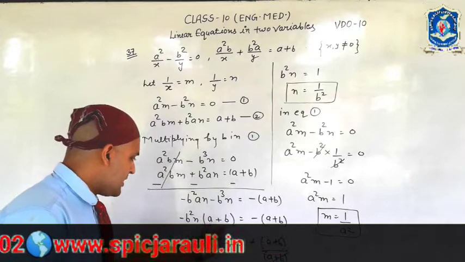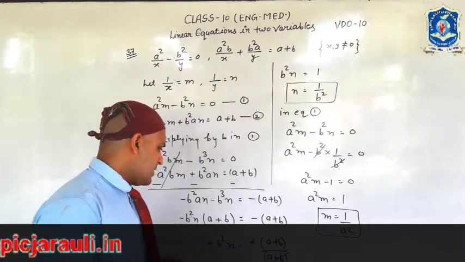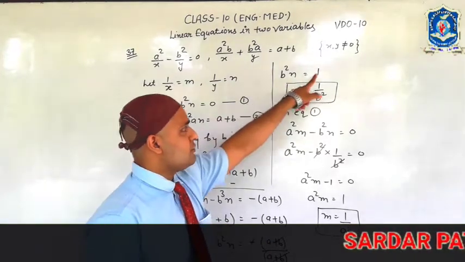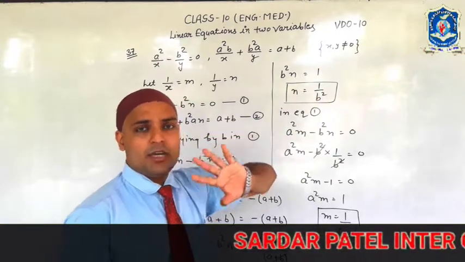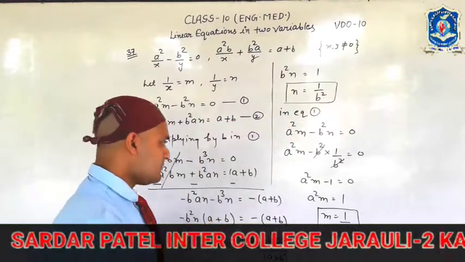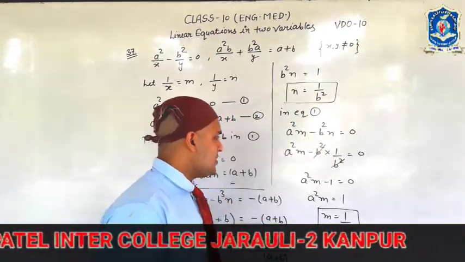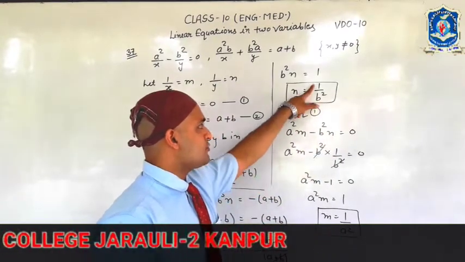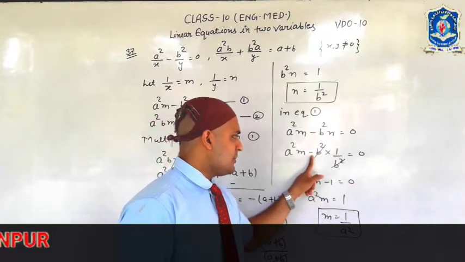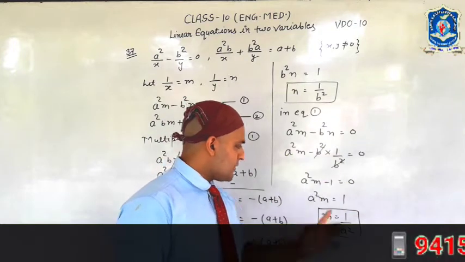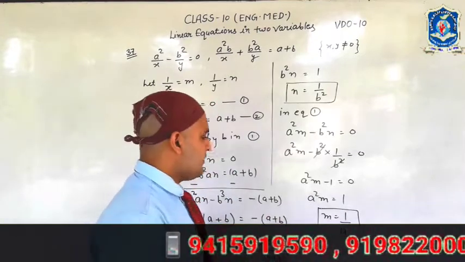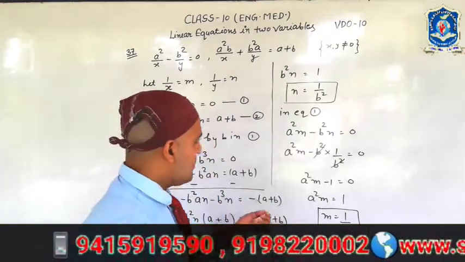Now here a plus b goes to the denominator, a plus b cancels, minus minus cancels, then the value of n: b square n is equal to 1, then n is equal to 1 upon b square. Okay, you got it. Now put the value of n in equation first, and we will get the value of m. a square m minus b square n is equal to 0, a square m minus b square times 1 upon b square cancels, a square m minus 1 is equal to 0, minus 1 goes to the other side, then a square m is equal to 1, then m is equal to 1 upon a square. Easily we can find the value of m and n if you want to solve it.